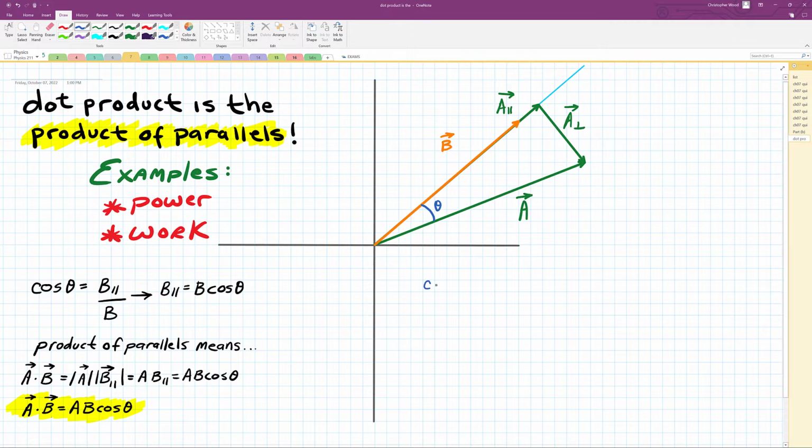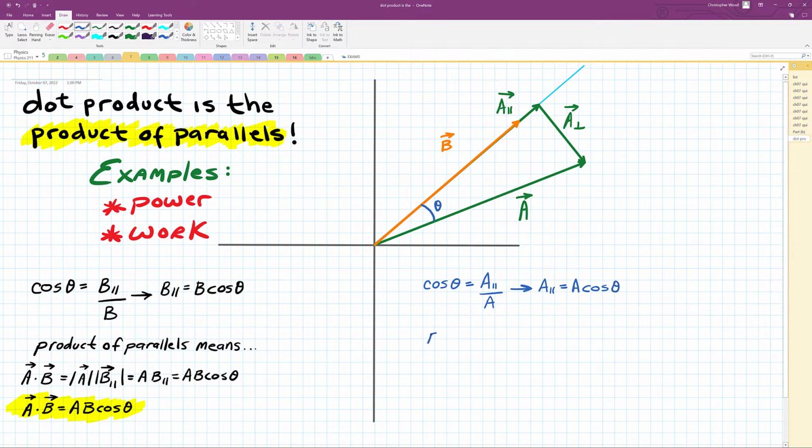The cosine of theta is side adjacent over hypotenuse, or in this case, the cosine of theta is the projection of vector A that's parallel to vector B divided by the hypotenuse, which is just A. Or I can say A parallel equals A cosine theta.